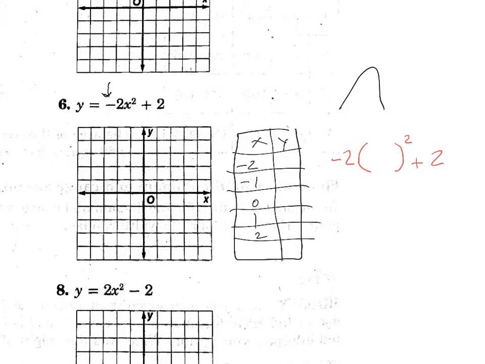And here we go. Let's slide in our -2 first. So -2 squared is 4 times -2 is -8 plus 2. What's -8 plus 2? Different signs, so subtract and use the sign of the bigger number.